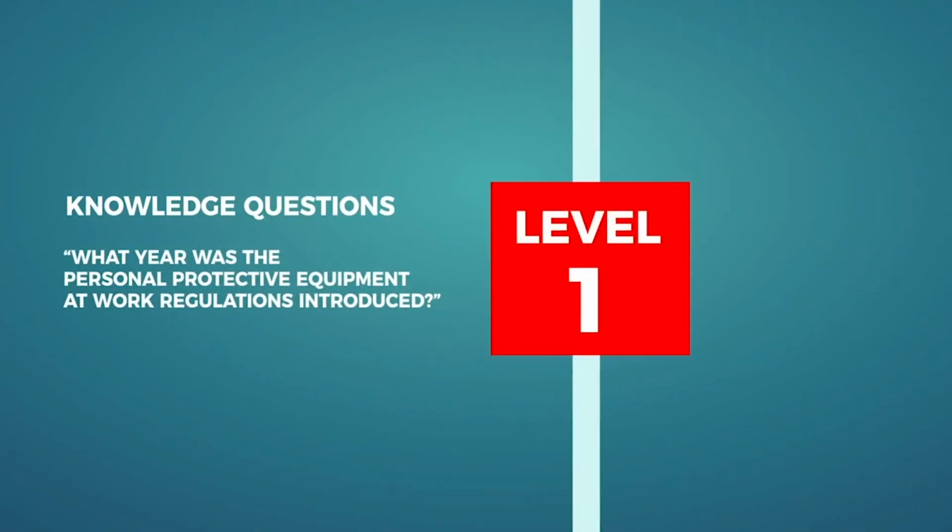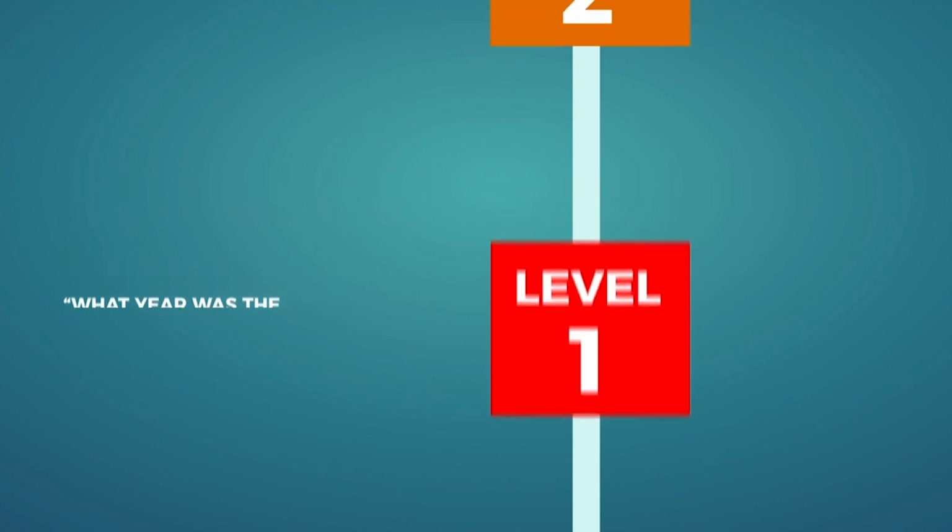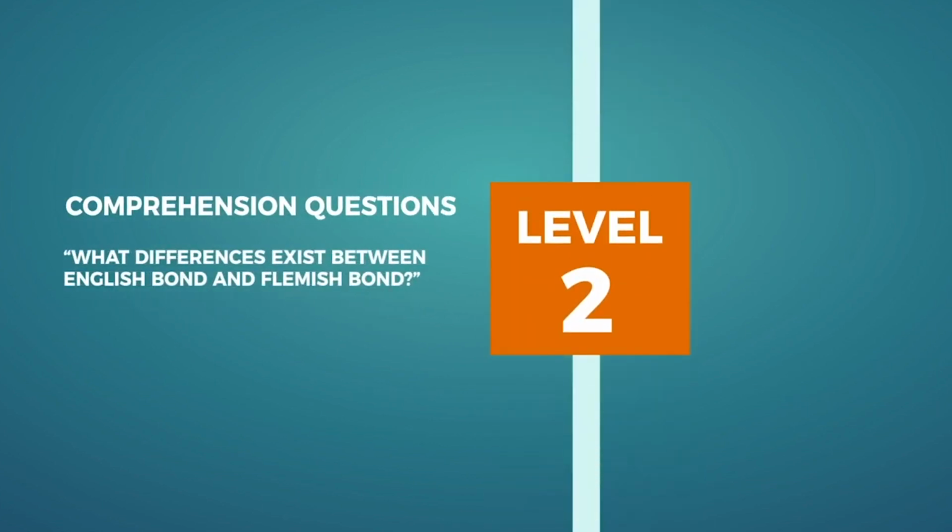Level 1. Knowledge. This level focuses on the identification and recall of information, with questions such as, what year was the Personal Protective Equipment at Work Regulations introduced? Level 2. Comprehension. Here, the learners organise information and grasp meaning. At this level, they translate their knowledge into new contexts, such as explaining the difference between two related subjects, or summarise, order and infer causes in key information. For instance, what differences exist between English bond and Flemish bond?